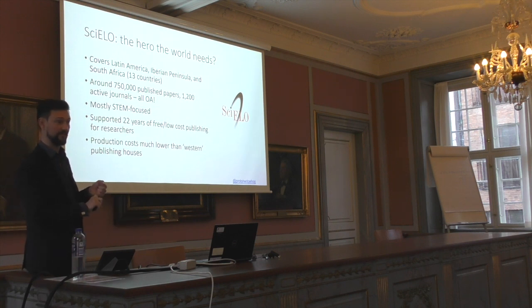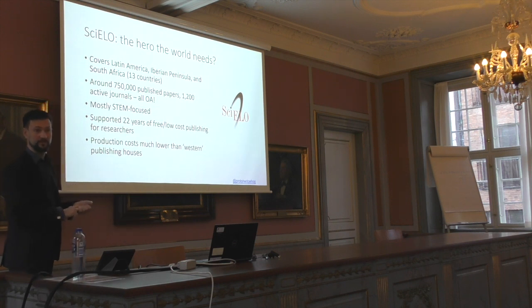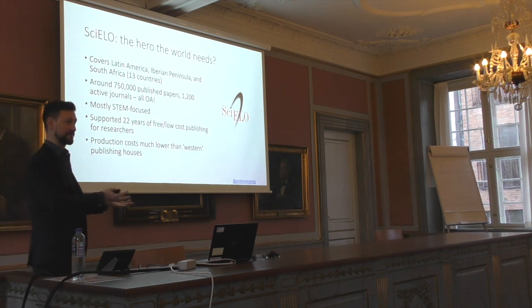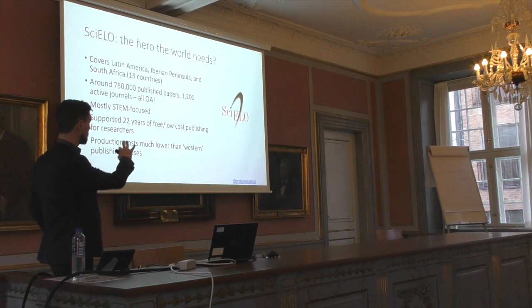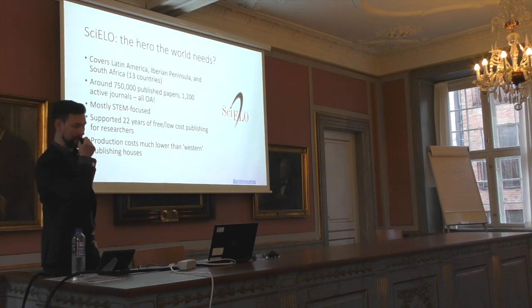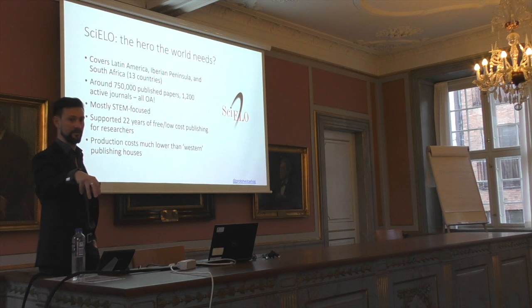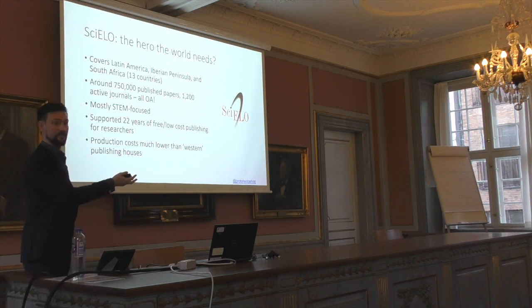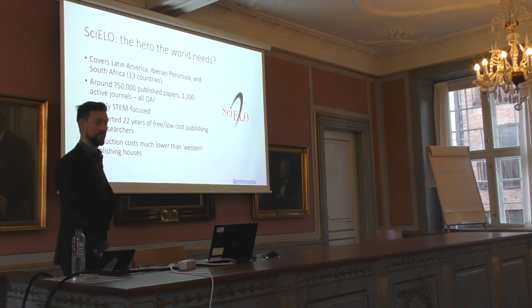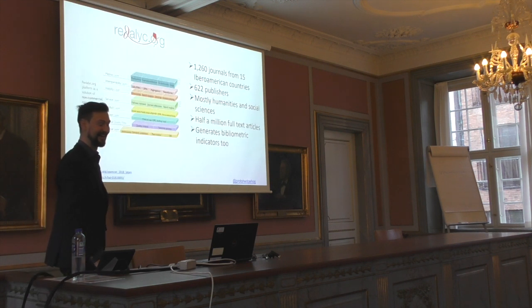There are no author-facing costs. The average cost of production per article is, shockingly, about 400 euros, because they use efficient technology. For SciELO, they focus mostly on biomedicine and the STEM subjects. And it works. It's a community-led, government-sponsored infrastructure supporting community-driven journals without the problems associated with the industry that we have here in Europe. And they're great, honestly.